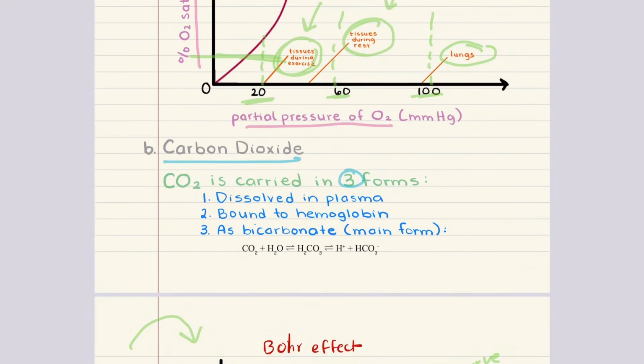First, there's a small amount that's dissolved directly in the plasma. Second, some carbon dioxide binds to hemoglobin, not at the oxygen binding sites, obviously. And third, and most importantly, carbon dioxide is converted to bicarbonate ions.